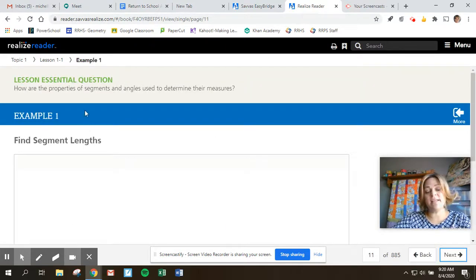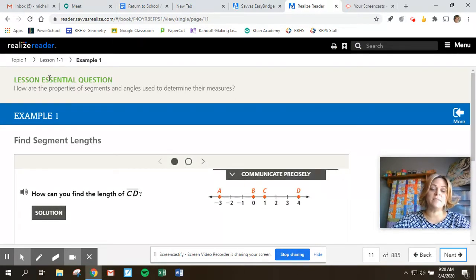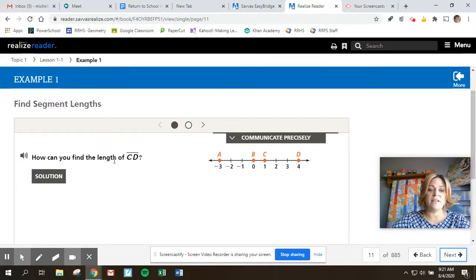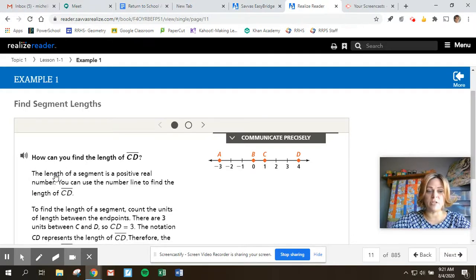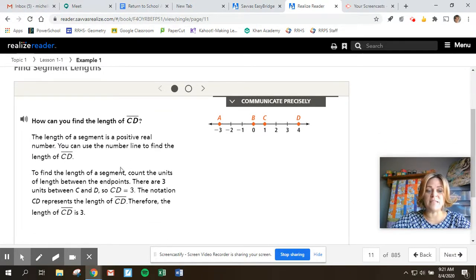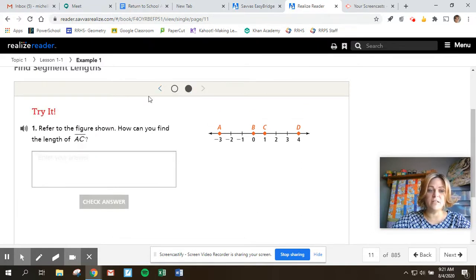Then we're going to start with examples. Once you get the concepts and all the foundational information, you're going to have some examples. The examples are amazing with this interactive textbook because everything is written out for you. It says, how can you find the length CD? Some of you might already know how to do that since I just talked about it. But you hit the solution button and it tells you step-by-step instructions. If there's more than one circle up here, you hit the next circle and try it. Refer to the figure shown.